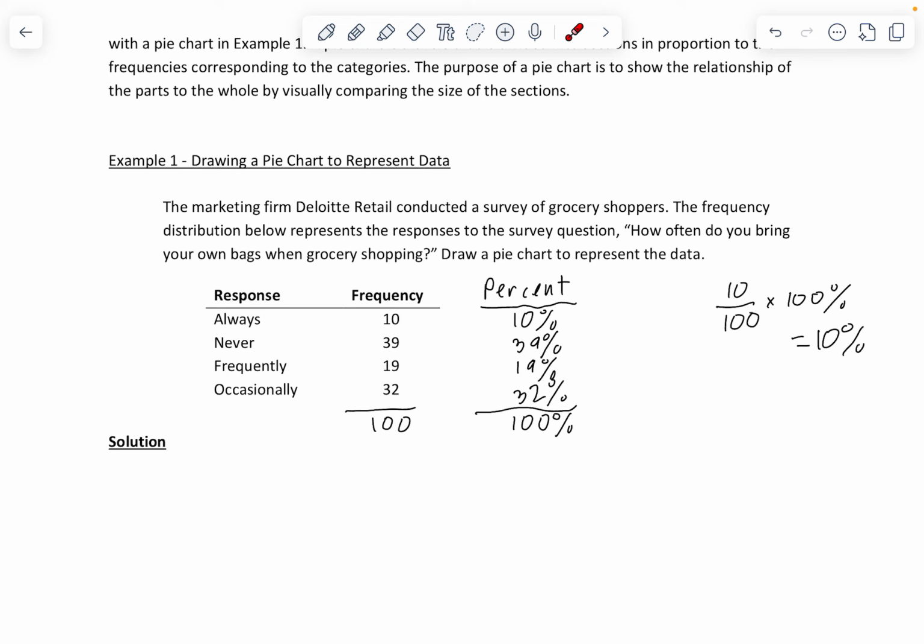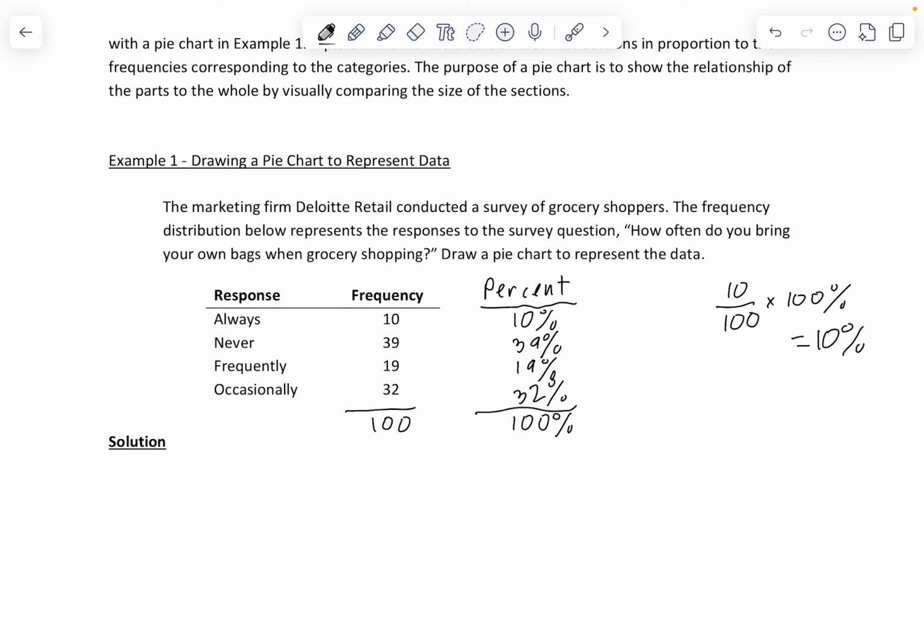Because remember that the total number of degrees around an entire circle is 360 degrees. Each of these categories is going to be represented as a slice, almost like a pie slice, right? That's why we call it a pie chart. And we need to figure out how big to make each slice. A protractor is something that can measure degrees. So we would need to figure out how many degrees correspond to each category, okay?